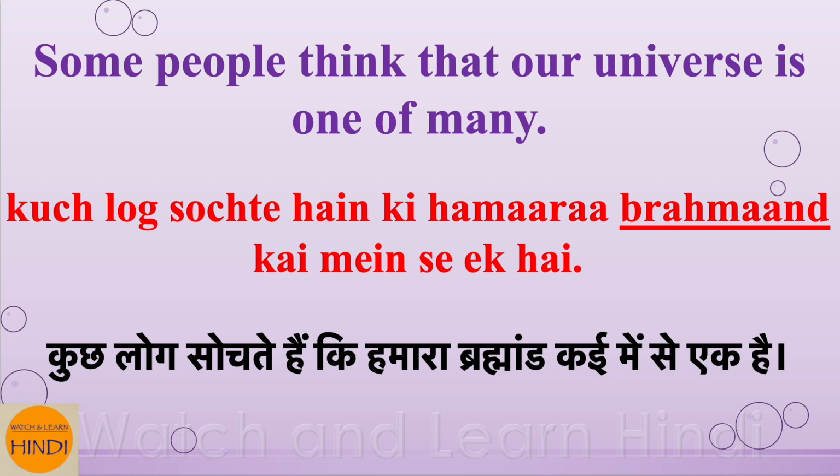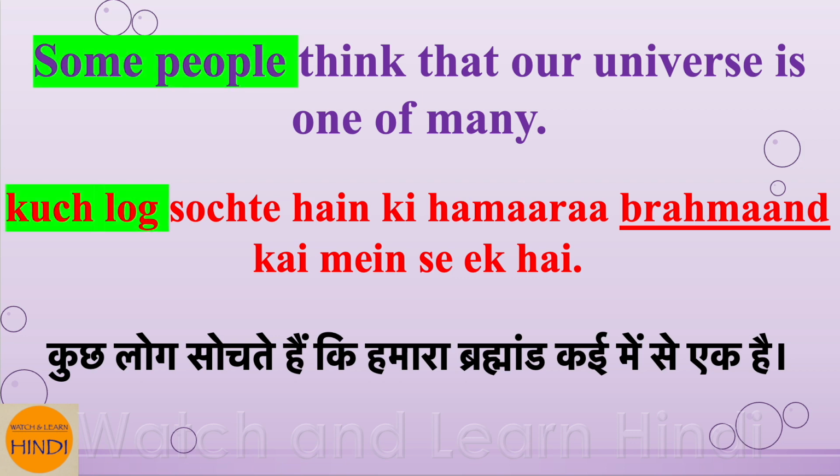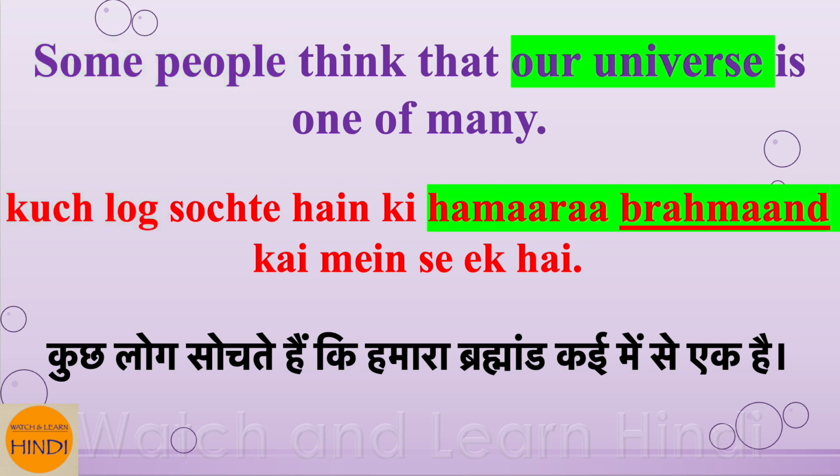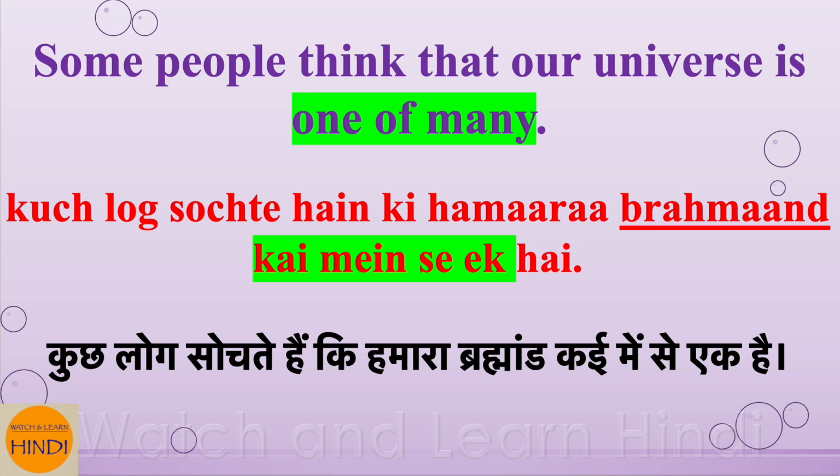Now this sentence is quite long, so let me explain it in a little detail. Log is people and kuch is some. So kuch log is some people. Brahmand, as you just learned, means universe. So hamara Brahmand is our universe. And kai mein se ek means one of many.